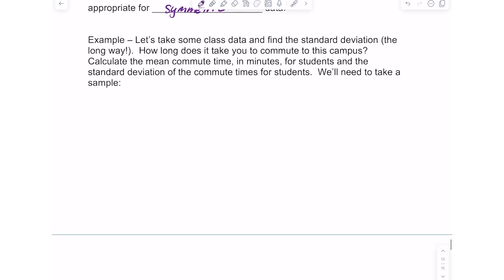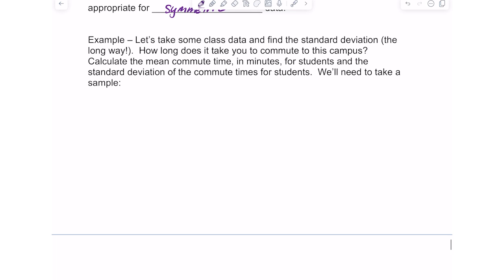All right, if you could, please pause the video and we're gonna work out how to find the standard deviation, and then I'll show you in your calculators how you can do that. Let's take some class data and find the standard deviation the long way so you can determine how it actually is calculated. I think it's important to understand how we get standard deviation, okay? And then we're gonna let the calculator in the future just do all the hard work for us.